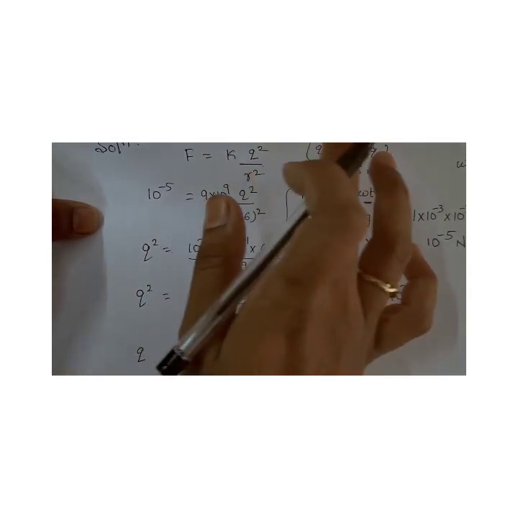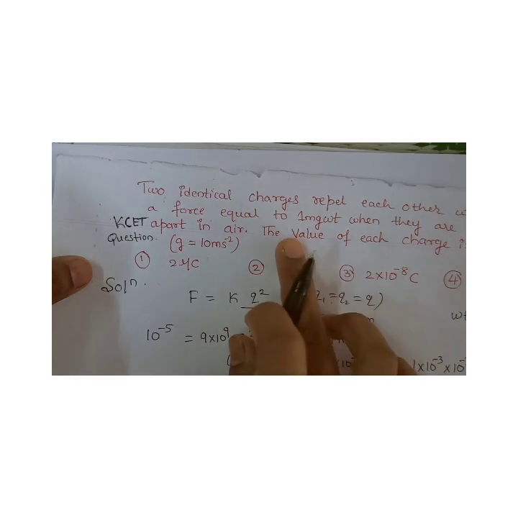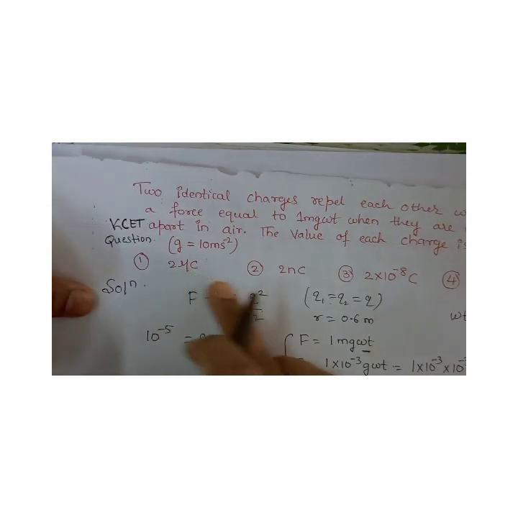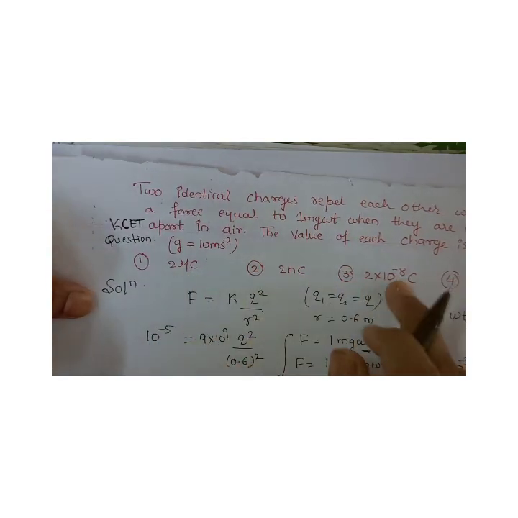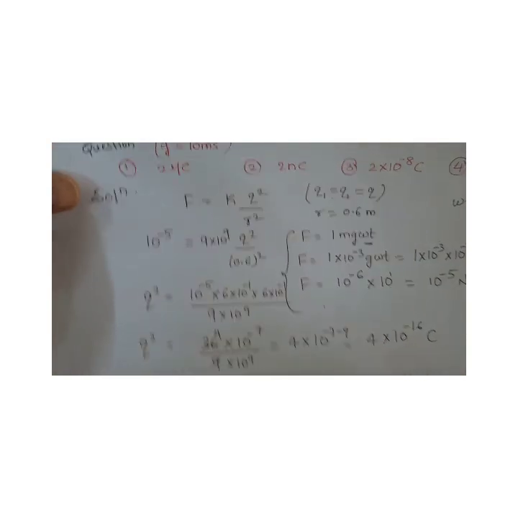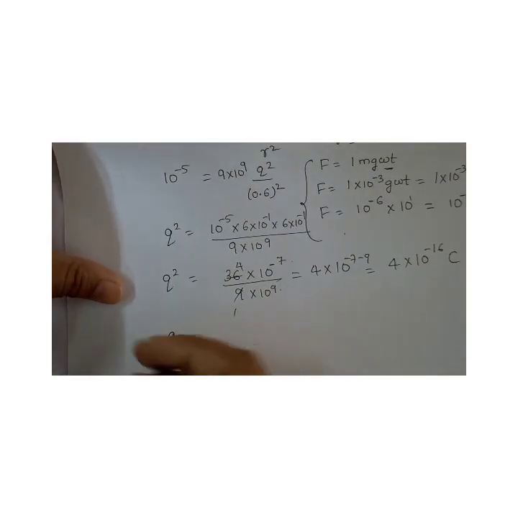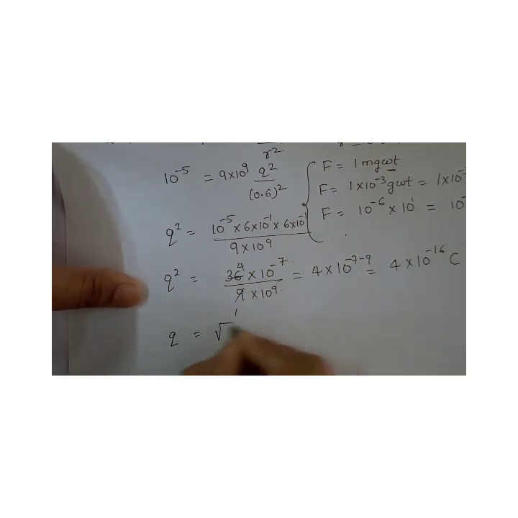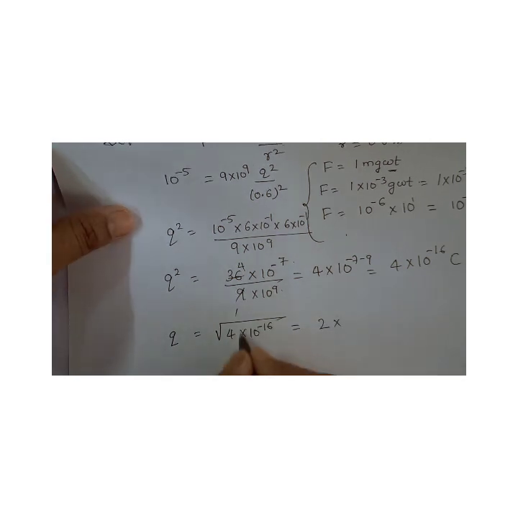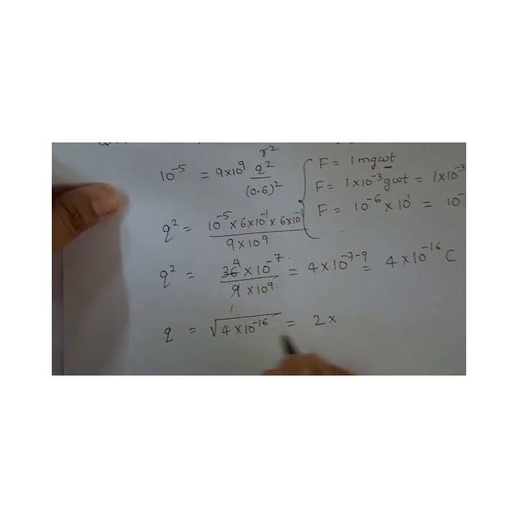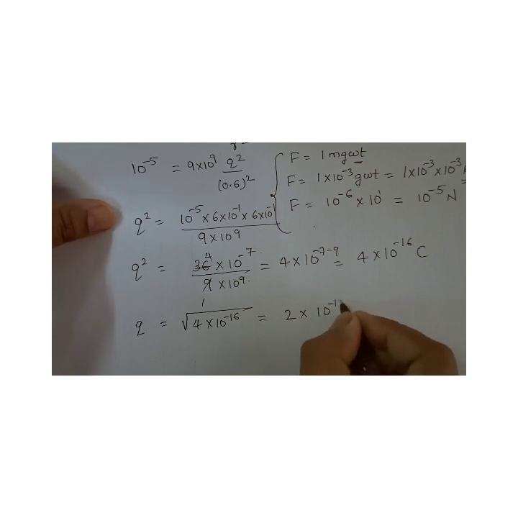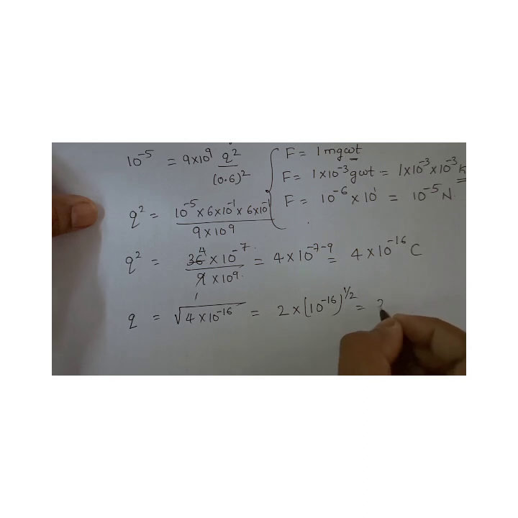I need the individual charge here, the value of each charge they are asking. See, value of each charge. So it is not 2 microcoulomb, not 2 nanocoulomb. Somewhere here, as soon as it comes, I can guess a little that I will get 2 into 10 raised to minus 8, because you are going to take the root of that. So root of 4 into 10 raised to minus 16. Root of 4 is 2. So how do you take the root of 10 raised to minus 16? It is just 10 raised to minus 16 whole raised to half.